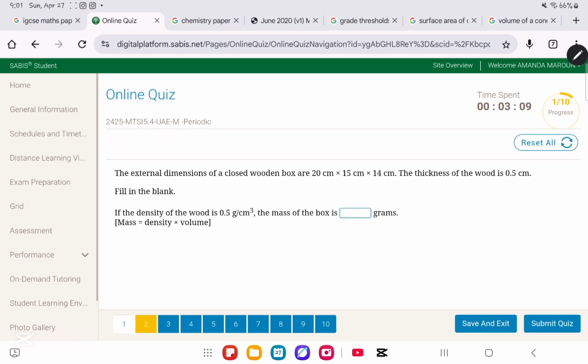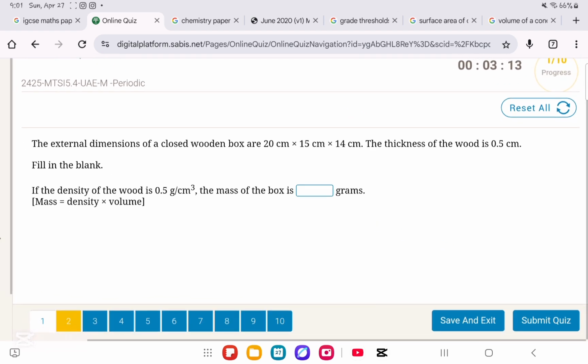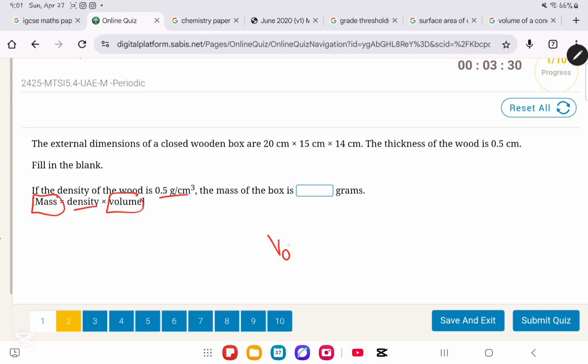We move on to question number 2. They said the external dimensions of a closed wooden box are this, and the thickness of the wood is this much. They want us to find the density of the wood. First, they want us to find the mass of the wood. To find the mass, we are given the density, but we need to find the volume. To find the volume of the wood, you take the volume outside minus the volume inside.